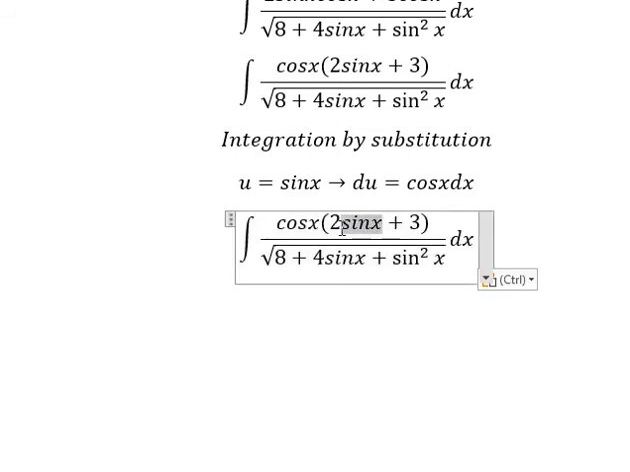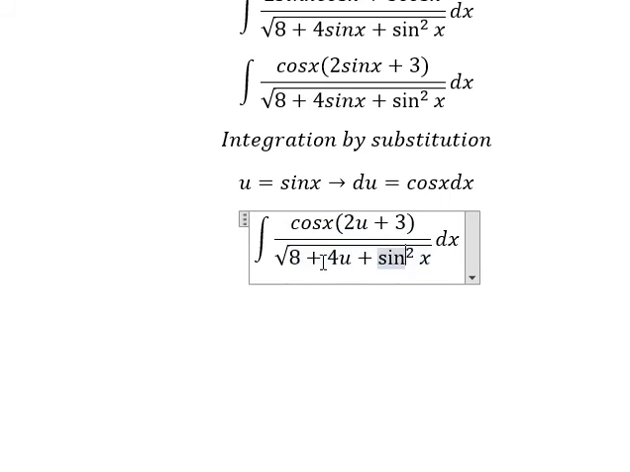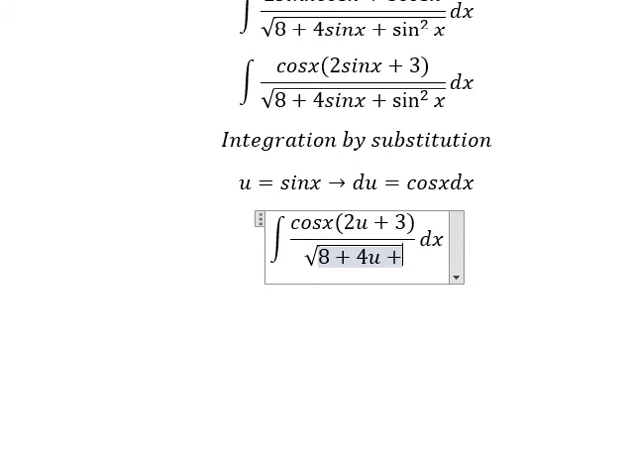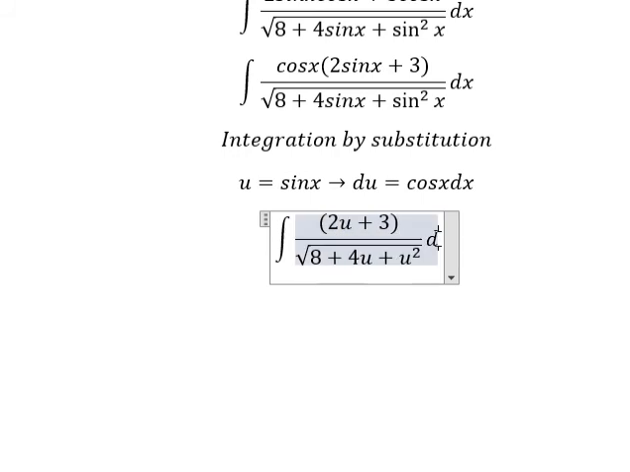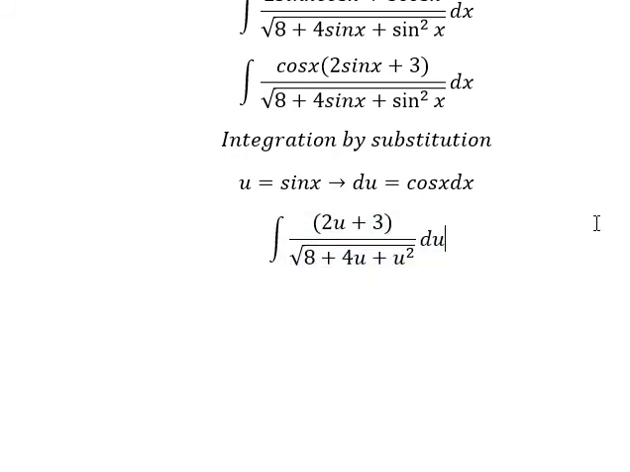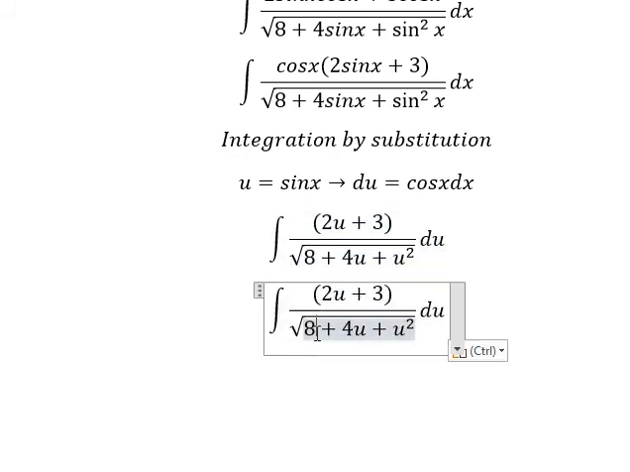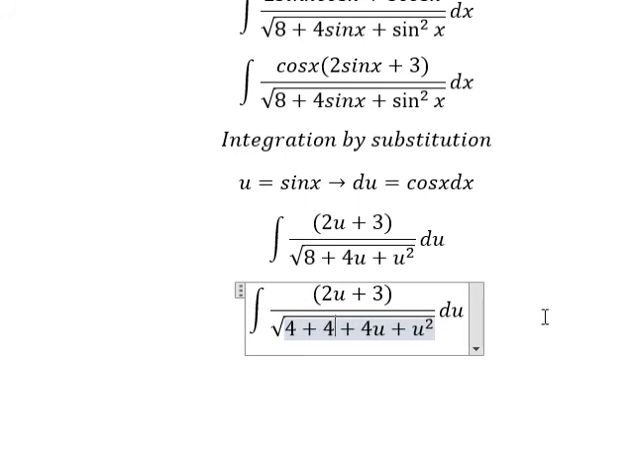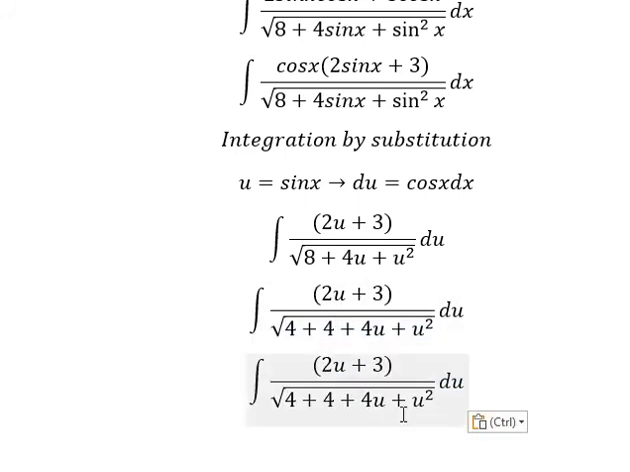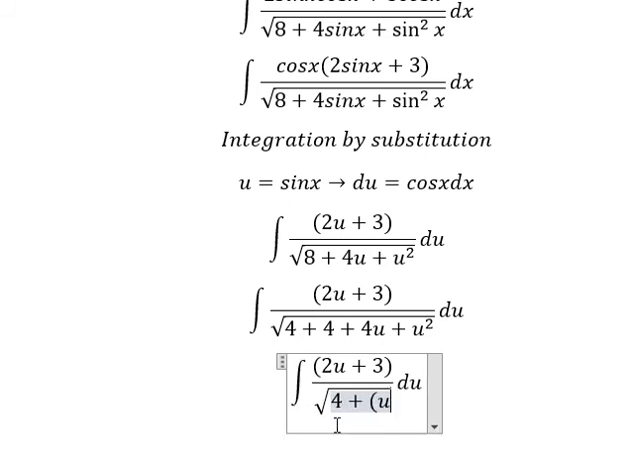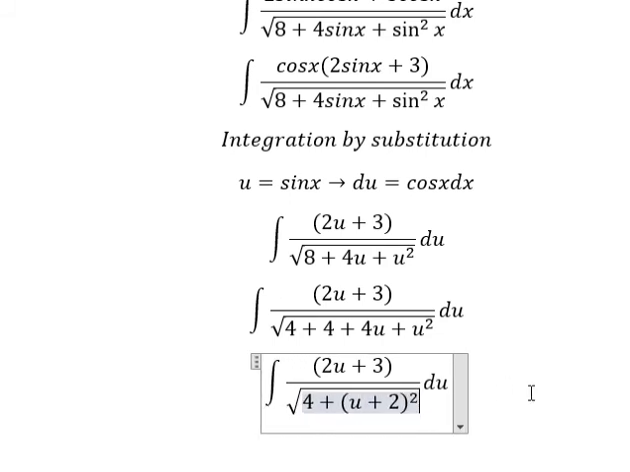This one we change by u. This one we change by u. This one we change by u square. Cosine x dx we change by du. Next, number 8, I will put 4 plus 4. And we know that this is an identity. So we have u plus 2 to the power of 2.